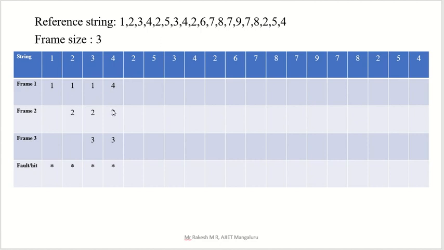Is 2 entry here? Yes, 2 entry is there. No need to go for page fault. Page hit. That is called a page hit. 5. Is there a 5 entry? No, 5 is not there. So that is automatically a page fault. Then you have to replace for 5. So where we have to replace 5?